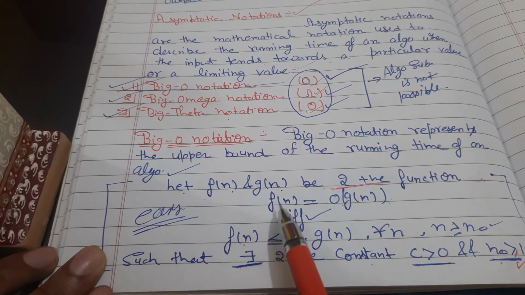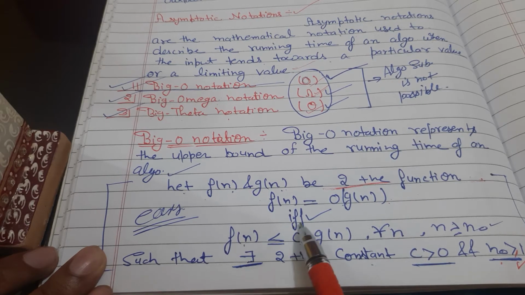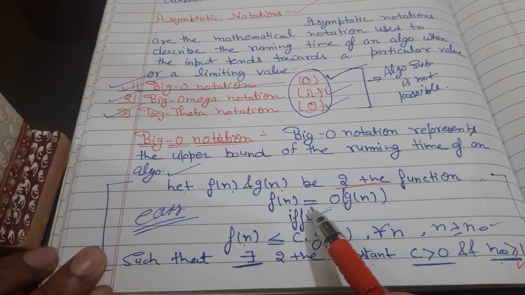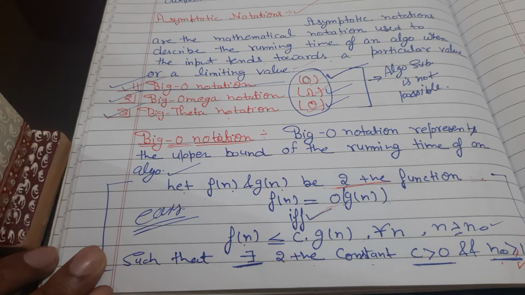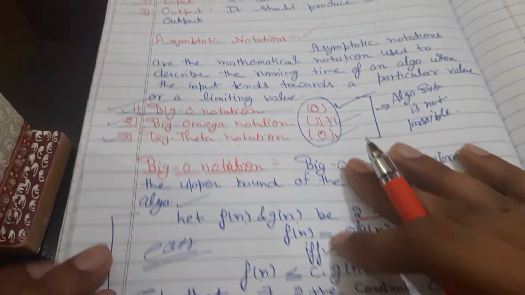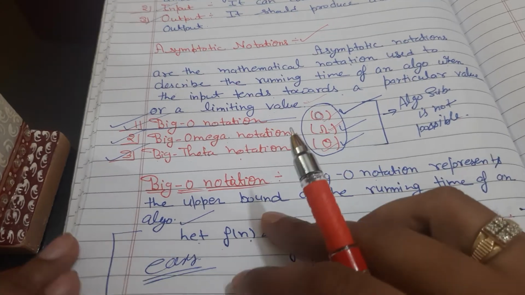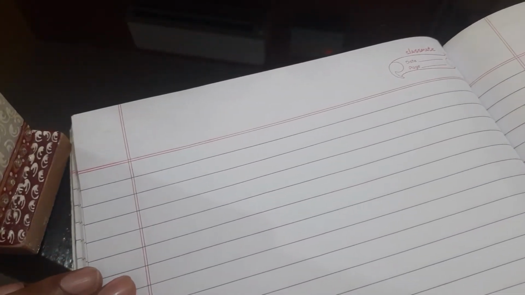So f of n is big O of g of n if and only if f of n is less than or equal to c multiply g of n. If and only if means the relation holds true on both sides. For all n greater than or equal to n naught. This definition looks very complex, but when we understand the example, this definition is very simple.